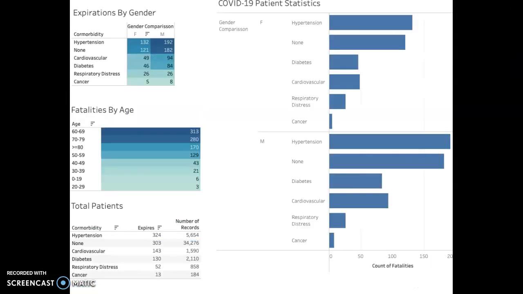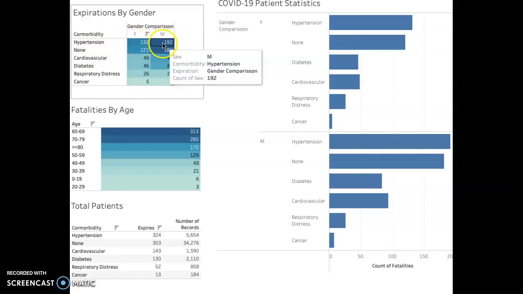In the dashboard that we have, we were able to show the comorbidity that they have. We were also able to show the explorations that occurred. So from the data that we have, the highest comorbidity associated with COVID-19 was hypertension. But it also showed that there was a high amount of people who had no comorbidities, and they expired as well.